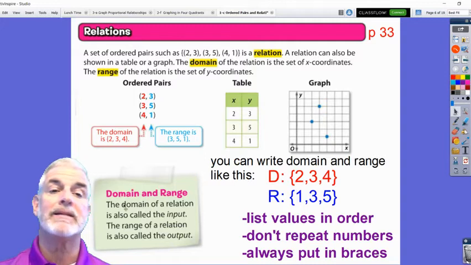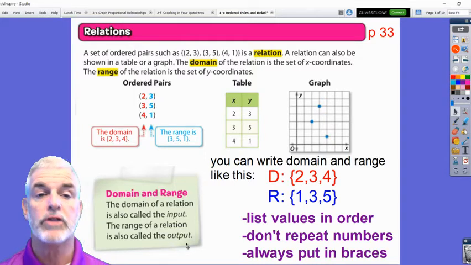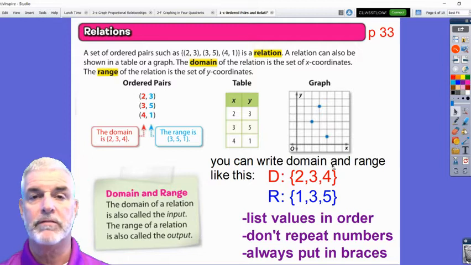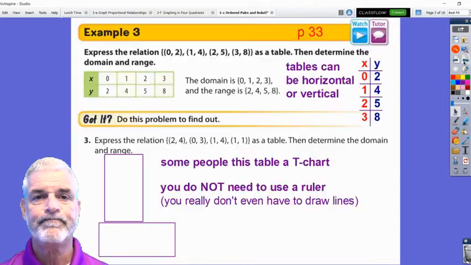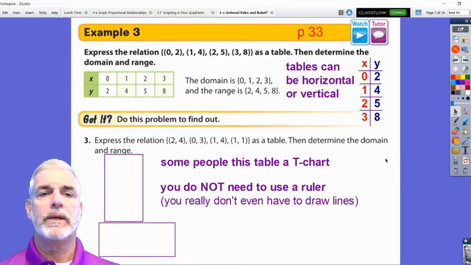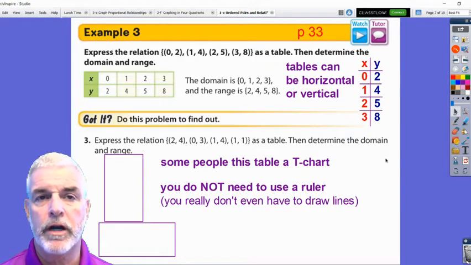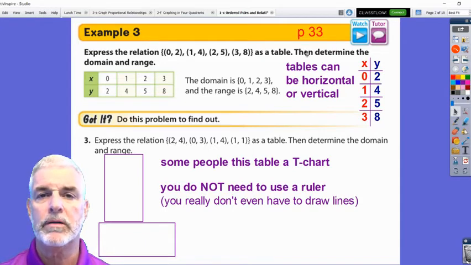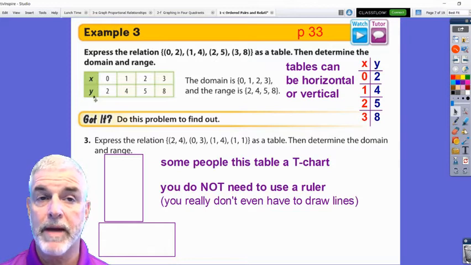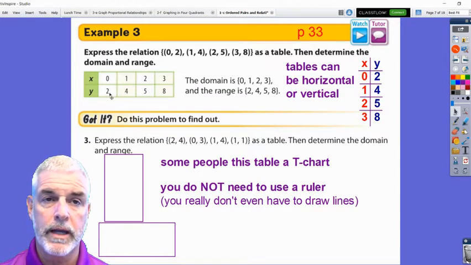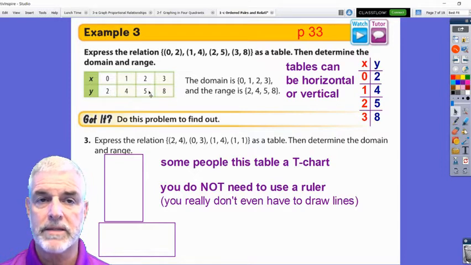So the domain, that's the list of all the input values. The range, the list of all the output values. So they give you a set of ordered pairs here, 0, 2, 1, 4, 2, 5, 3, 8. Write it as a table, okay? That's not very challenging, okay? They wrote it out here. Label them x and y and list the values of x, the first numbers in each ordered pair, and the y values, the second numbers in each ordered pair. So each x, y here is an ordered pair from that set that they gave you.